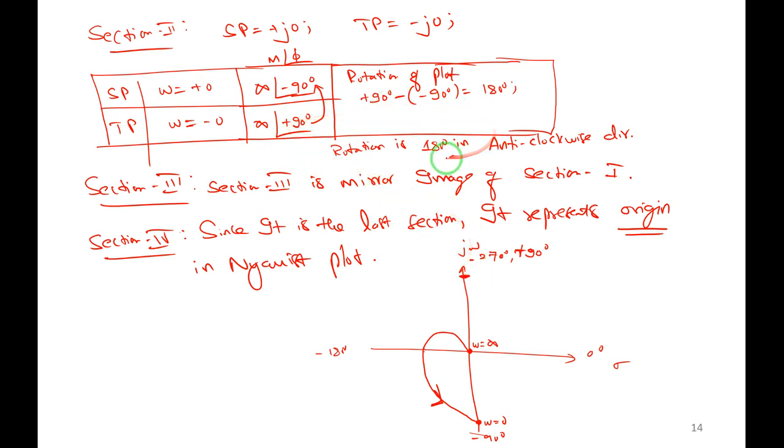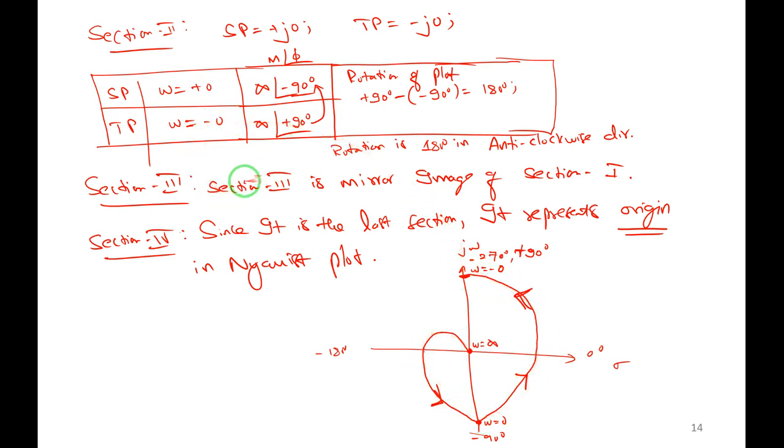Then what is the rotation of the plot? 180 degree in the anti-clockwise direction. From here to here 90, 90, 180. So draw it. This is the polar plot for section 2. I hope you are getting it, right? Any doubts, please unmute yourself and talk to me so that I can clarify. So omega equal to 0, omega equal to here, omega equal to minus 0. For section 1, this is the polar plot. For section 2, this is the polar plot.